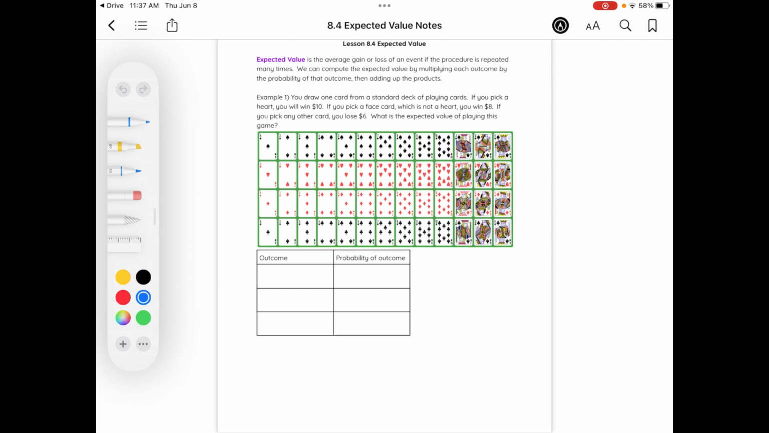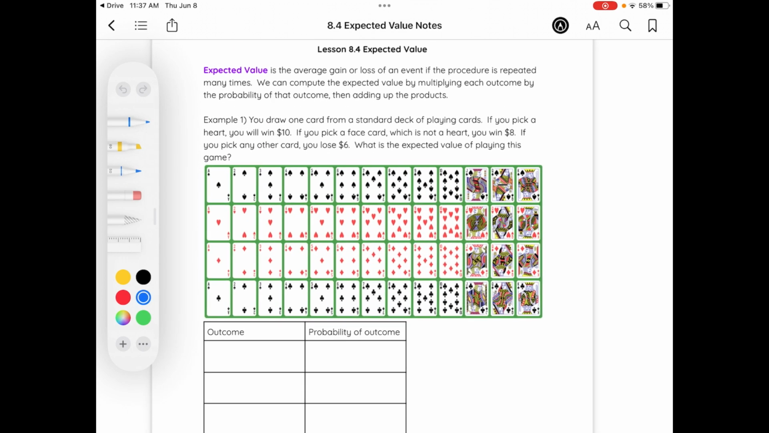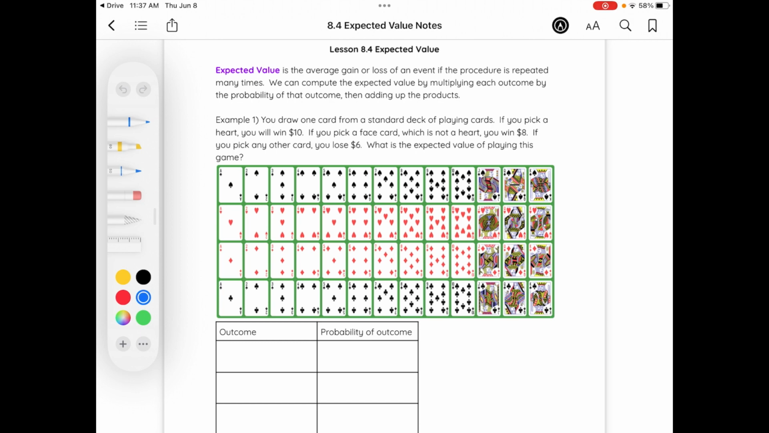It's game-based, and based on games that you might even play, or ideas that you might even have regarding the expected value. So expected value is the average gain or loss of an event if the procedure is repeated many times. We can compute the expected value by multiplying each outcome by the probability of that outcome and then adding up all of our products together.